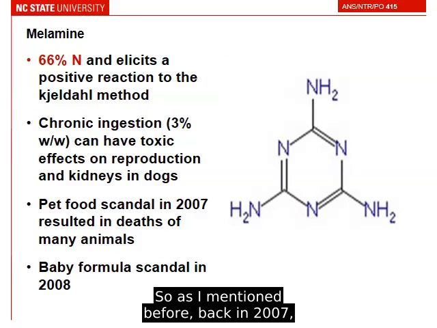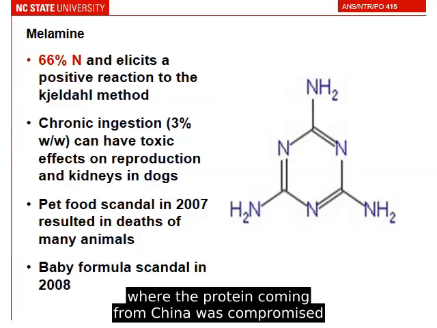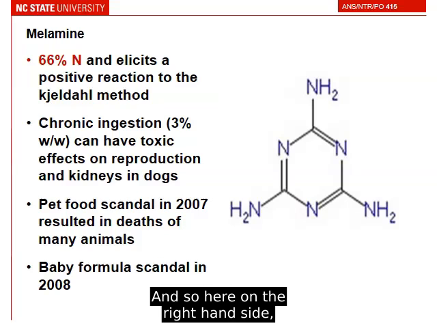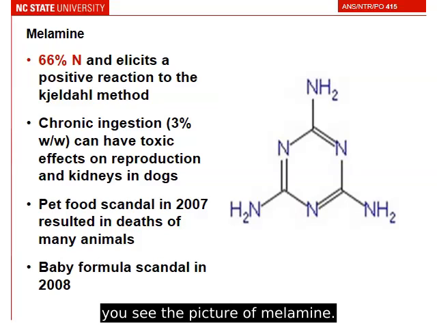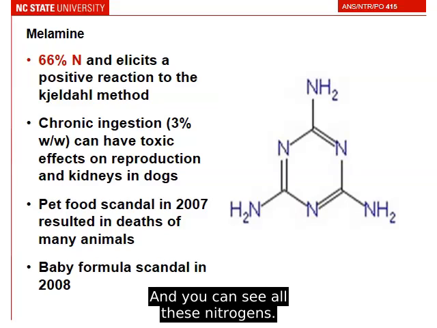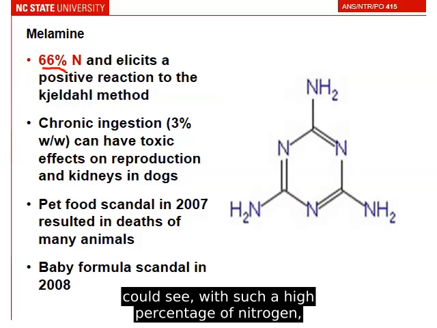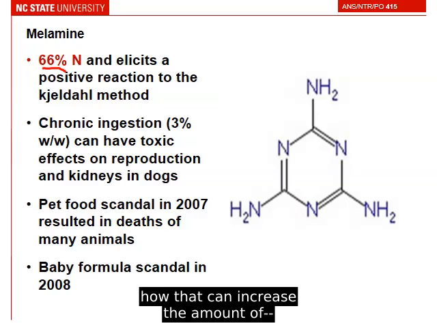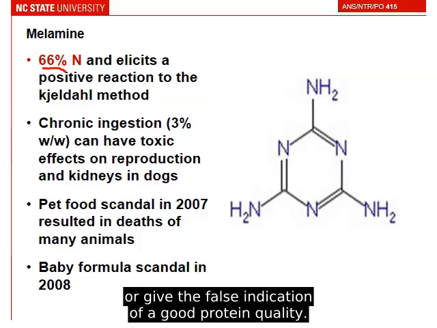As I mentioned before, back in 2007, we had the issue of the pet food scandal where the protein coming from China was compromised and provided melamine. Here on the right-hand side, you see the picture of melamine, and you can see all these nitrogens. Melamine is 66% nitrogen. So you can see how such a high percentage of nitrogen can give a false indication of good protein quality.